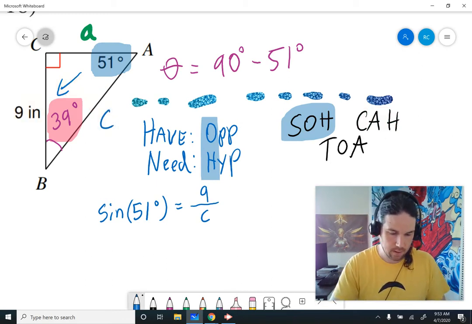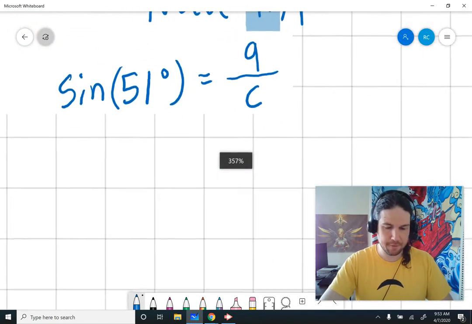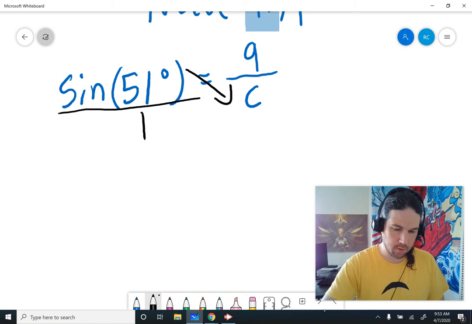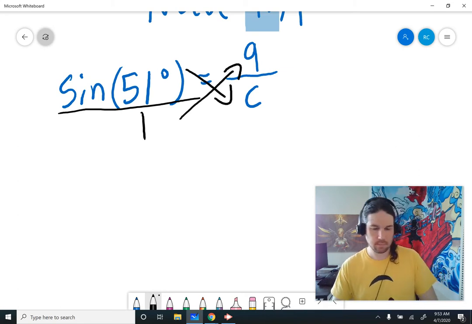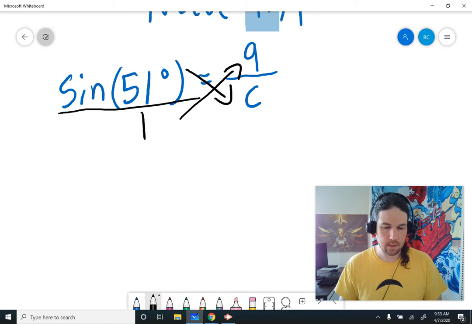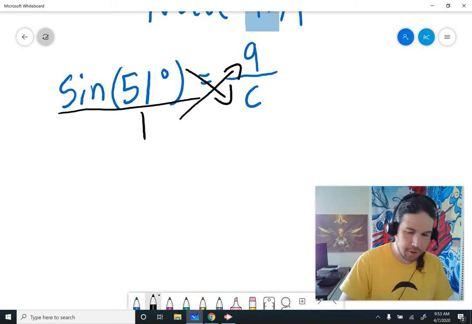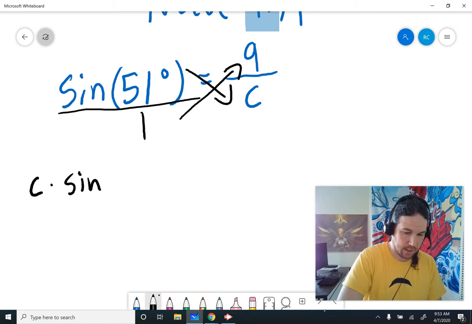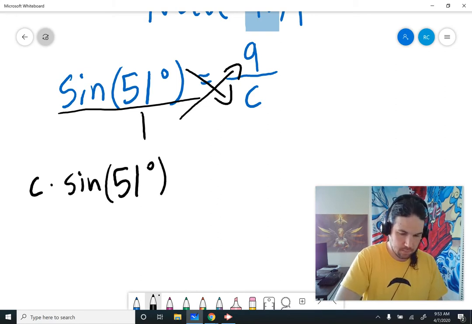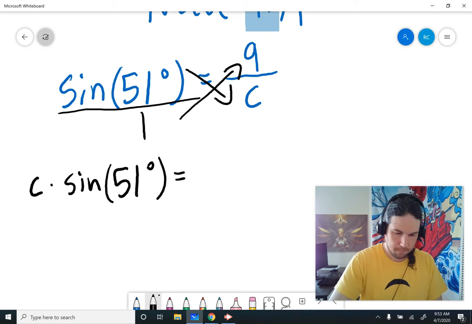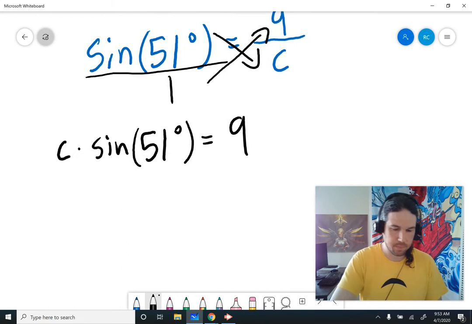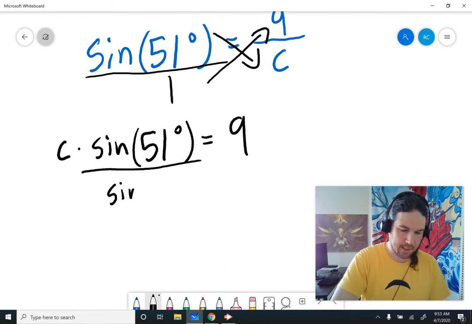Okay. Zooming in, we have sine of 51 degrees equals 9 over c. Put it over 1, cross multiply. C times sine 51 degrees, well, there's no real way to combine those, so I'm just going to say C times sine 51 degrees. And then 9 times 1 is 9. Divide both sides by sine of 51 degrees.